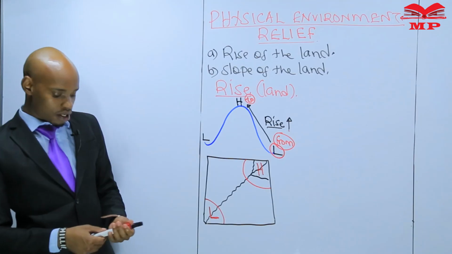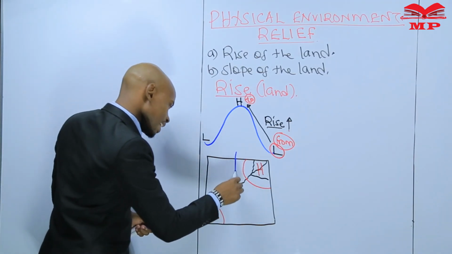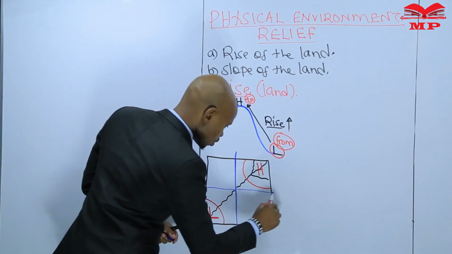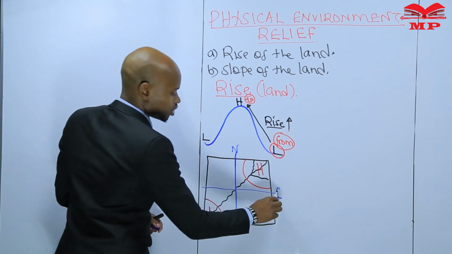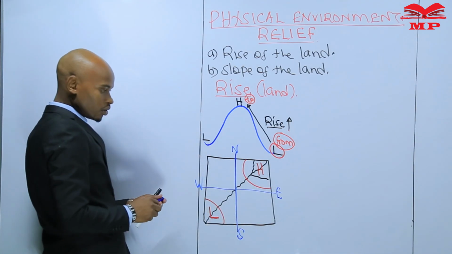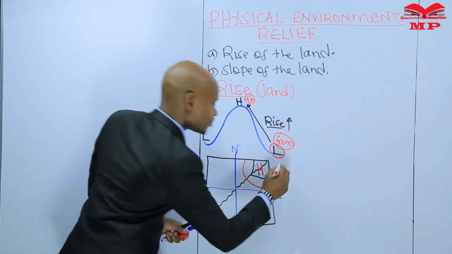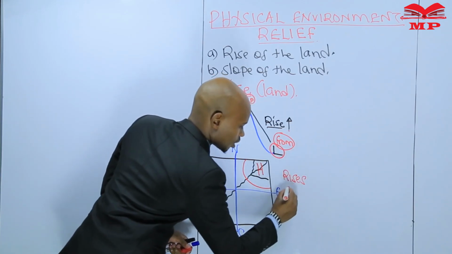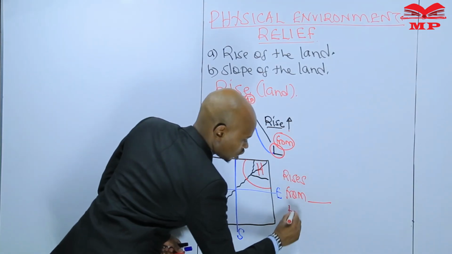The next thing you need, and of course this is needed in all map work questions, is a compass. Never eat sukuma wiki. So this area rises from dash to dash.